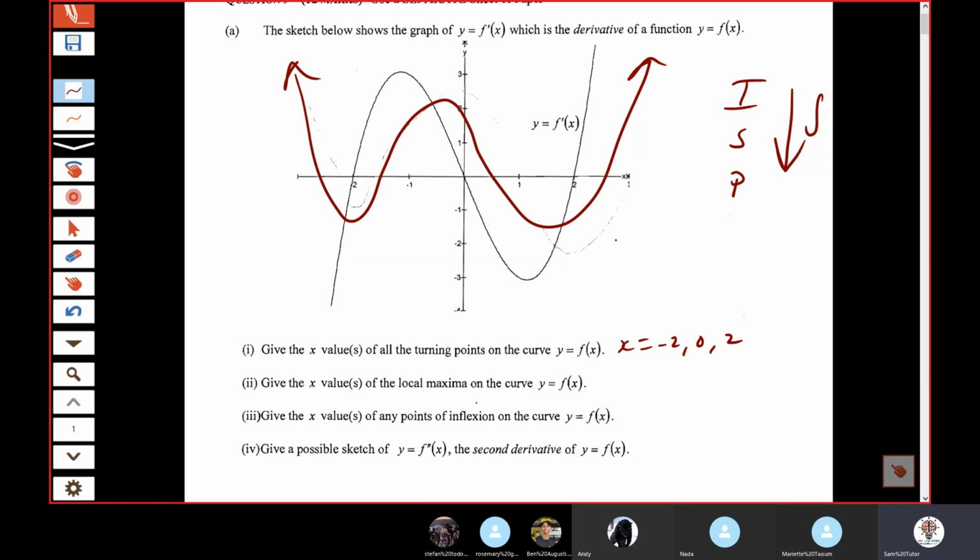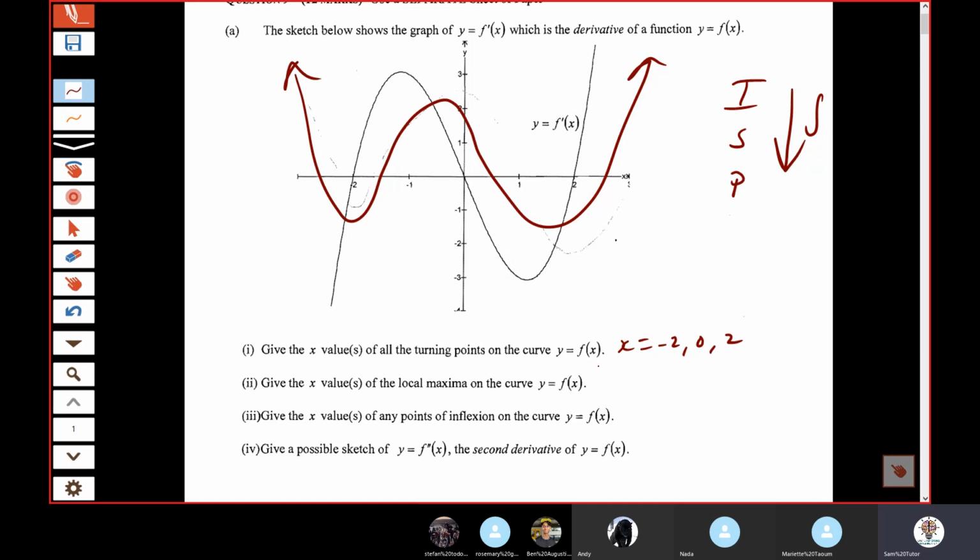Give the x values of the local maxima on the curve. What's the x value of the local maximum on the curve? Local maxima. Yeah, but give the x value. Straight away by just looking at that. Negative 1. Yeah, you looked at the y dash graph. I just drew the graph.